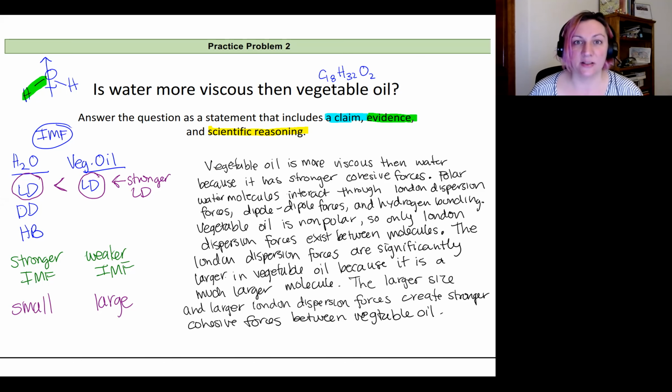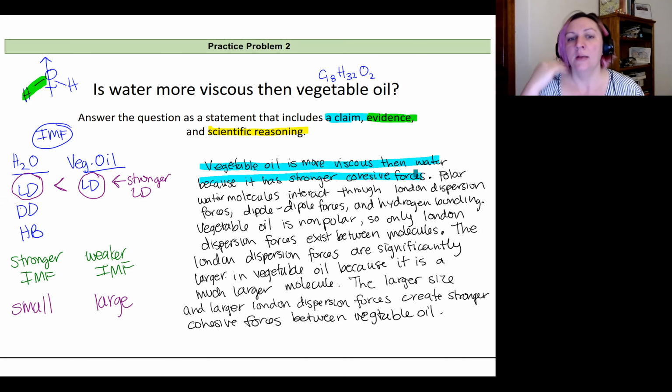So looking at this though, it still has that same structure that supplies a claim, the opinion, the statement at the very beginning. And it's clear to my reader that I think the oil is more viscous. And that's the most important part, that your reader knows what your argument is.